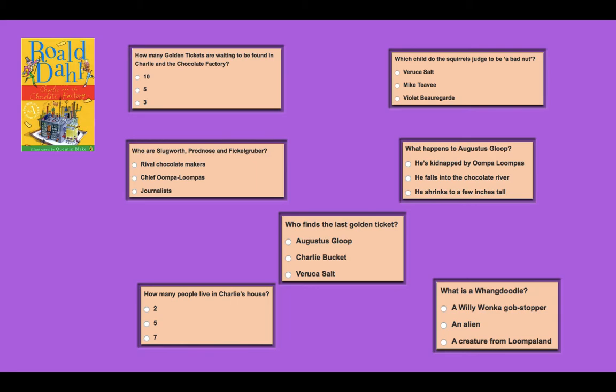What happens to Augustus Gloop? Well, a few things happened to him, but the first thing that did happen to him was number 2. He falls into the chocolate river. Or did he deliberately fall into the chocolate river? How many people live in Charlie's house? Well, there are 2 sets of grandparents, his mum and dad, and Charlie. And that makes number 3, 7. And last of all, what is a Whangdoodle? It is number 3, a creature from Loompaland.